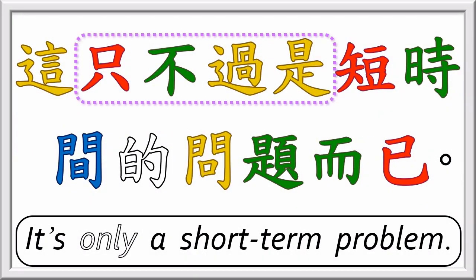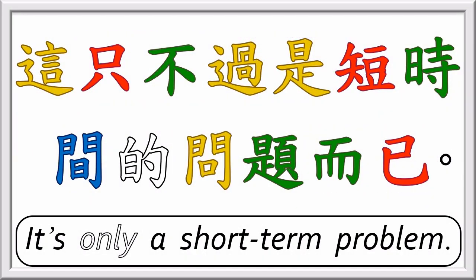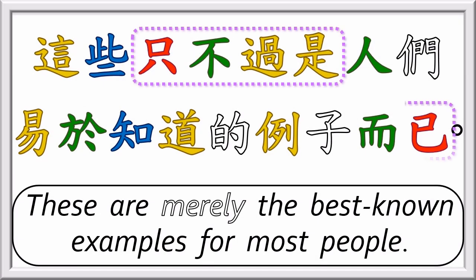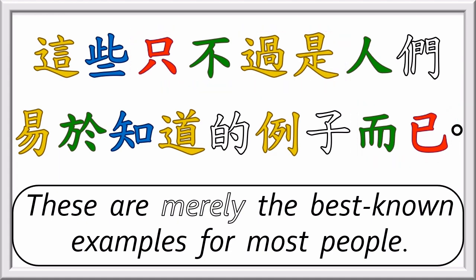To express only, just, or merely, use 只不过是 with or without 而已 at the end. 这只不过是短时间的问题而已. This is only a short-term problem. 他不会打我的，只不过是责骂我而已. He won't hit me, he'll just yell at me. 这些只不过是人们一语之道的例子而已. These are merely the best-known examples for most people.